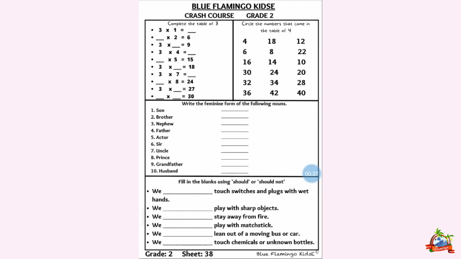3 ones are 3, 3 twos are 6, 3 threes are 9, 3 fours are 12, 3 fives are 15, 3 sixes are 18, 3 sevens are 21, 3 eights are 24, 3 nines are 27, and 3 tens are 30. Okay, so this is the table of 3.